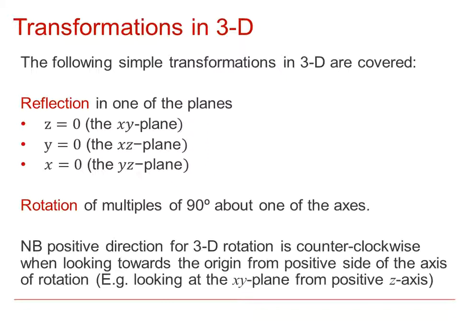Rotations of 90 degrees or multiples of 90 degrees about one of the axes will also be covered. Be careful when doing rotations. The positive direction of a 3D rotation is counterclockwise when looking towards the origin from the positive side of the axis of rotation. The simplest way of looking at this is if you think about the usual XY plane that we have been rotating in previously. If you're looking towards the XY plane from the positive Z axis, you would be dealing with an anti-clockwise rotation as being a positive rotation.